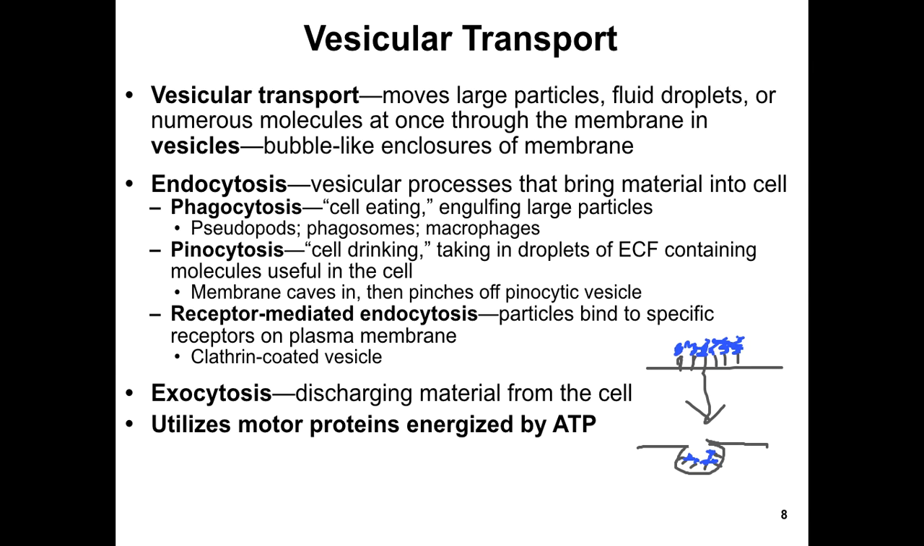Now, if you have endocytosis, endo meaning inside, taking things into the cell, you can also use vesicular transport to force things out of the cell. And that is called exocytosis. Exocytosis is the main way that cells are going to release a whole bunch of proteins out of the membrane. Most proteins are too big to move through channels and pores.